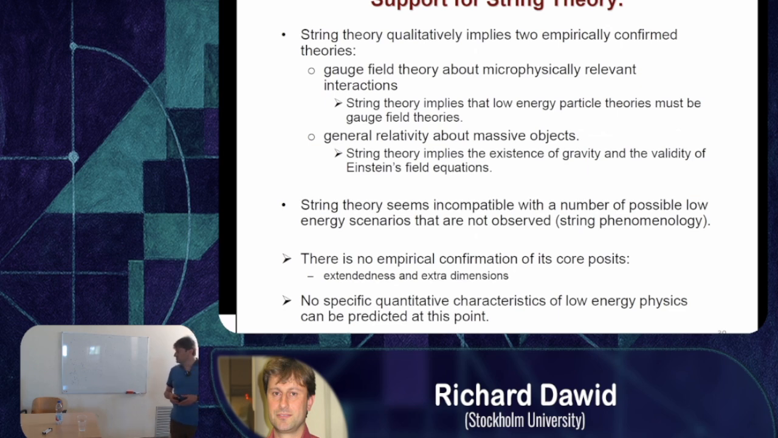There are also no specific quantitative characteristics of low-energy physics that can be predicted at this point, which has to do with two things. On the one hand, the lack of understanding of the fundamental structure of the theory, and on the other hand, the huge set of ground states possible that can possibly be assumed in a string theoretical basis. So there are too many such ground states, even if one could calculate in principle such ground states. There are too many of them to keep track of whether a solution is compatible or not.